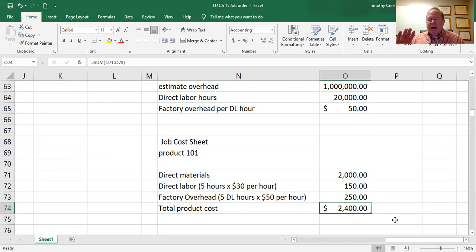So again, this is a good way to come up with the cost of a job based on the job cost sheet. So this is all I've got for this process. But job order costing is a good way to keep up with product costs if you have a product that you can easily set aside the cost for that particular product or batch.